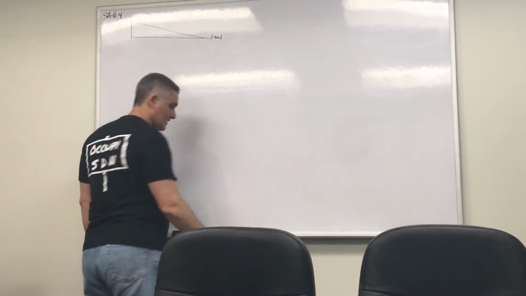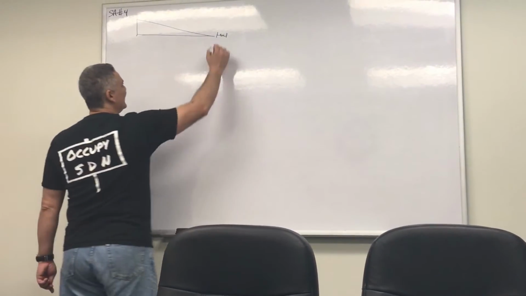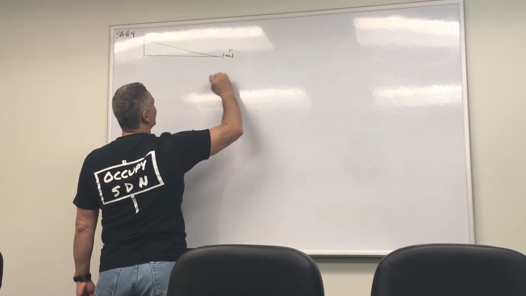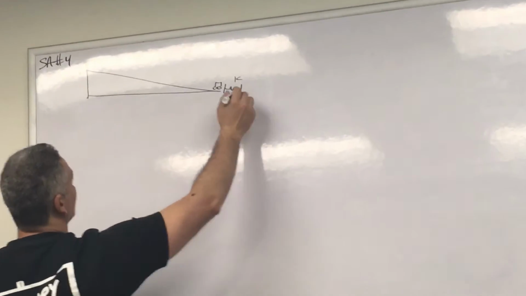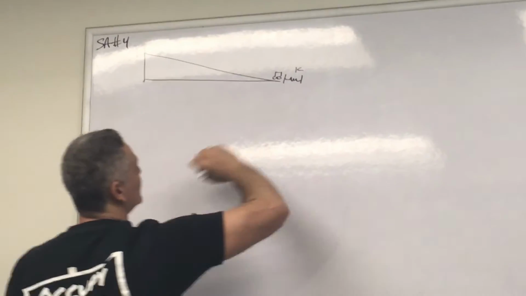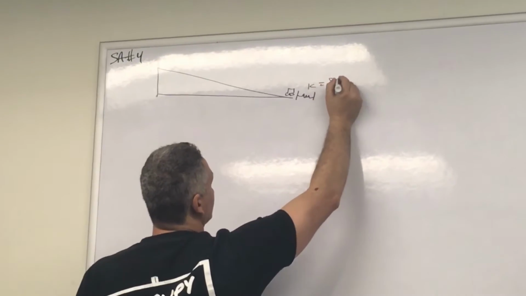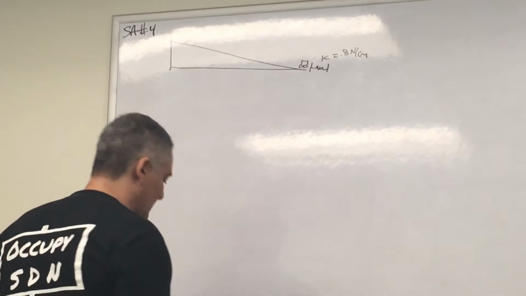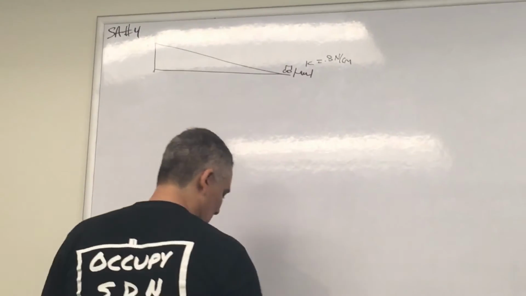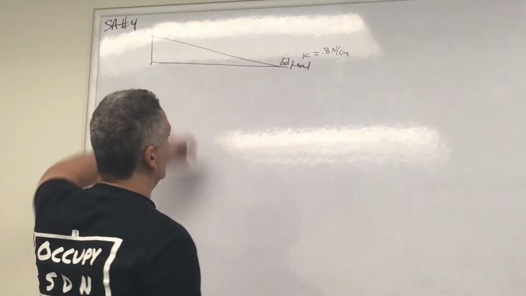There's a spring in the cart, and K equals 0.8 newtons per centimeter. Okay. And it's asking how high up the inclined plane can it go?